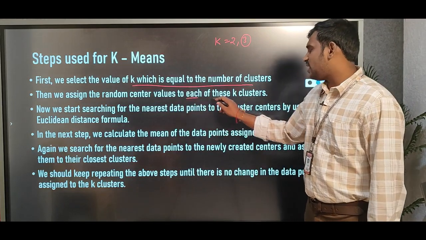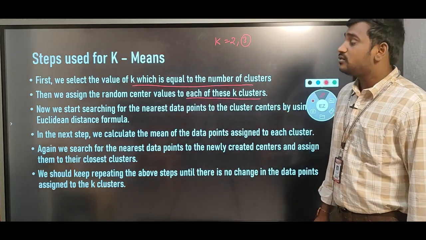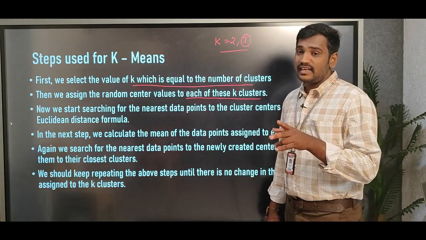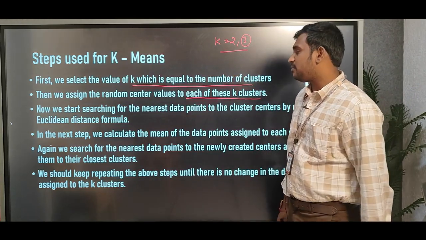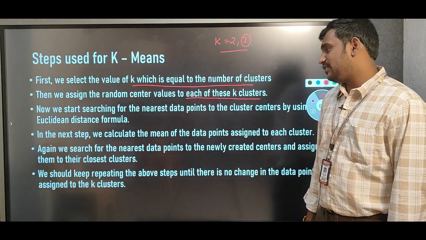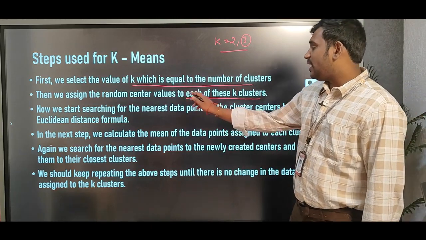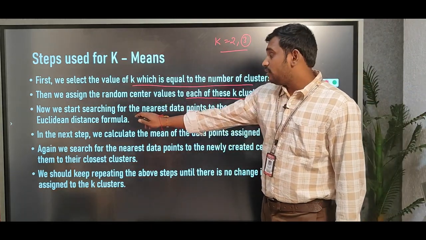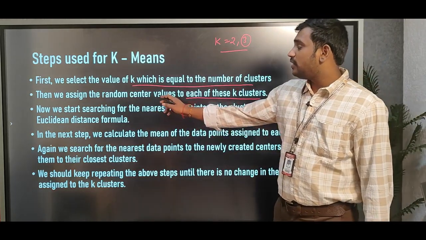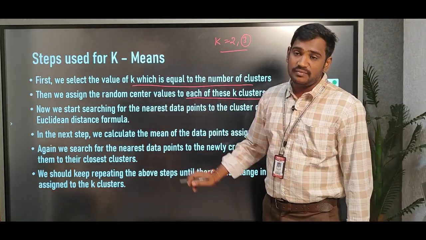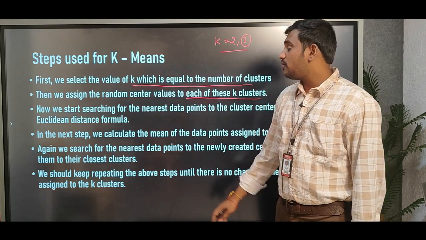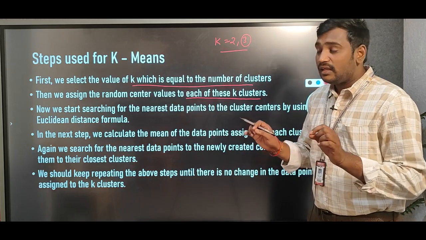Then we assign a random center value to each cluster. After selecting the K value, you have to pick some random value and make it the center initially. After assigning a random center to the clusters, we start searching for the nearest data points to that cluster.